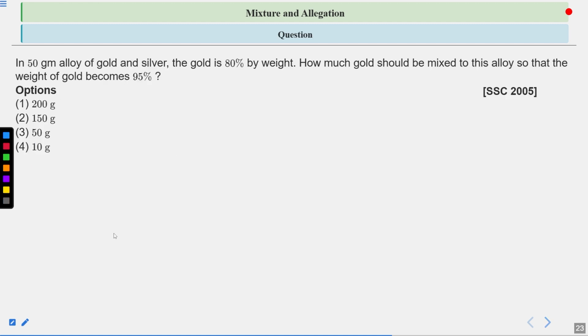In a 50 gram alloy of gold and silver, the gold is 80% by weight. How much gold should be mixed into the alloy so that the weight of the gold becomes 95%? This question was asked in the SSC exam in 2005. There are four options. First one is 200 gram, second one is 150 gram, third one is 50 gram, and fourth one is 10 gram. Now you have 10 seconds to analyze the question. Your time starts now.